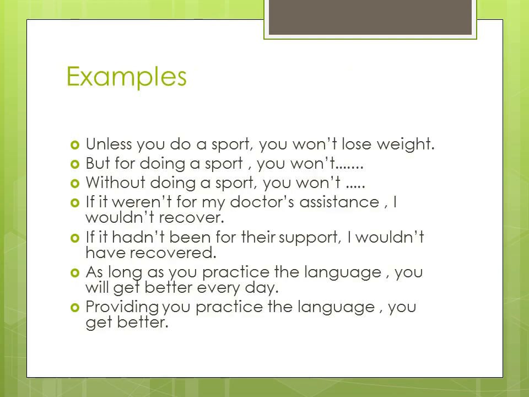For example, unless you do a sport, you won't lose weight. Notice after unless you have a full sentence. But for doing a sport, you have an ing or a gerund form. But for doing a sport, you won't lose weight. Without doing a sport, you won't lose weight. If it weren't for my doctor's assistance, this is a noun phrase, I wouldn't recover. If it hadn't been for their support, I wouldn't have recovered. Notice here, if it hadn't been for. This is the third conditional.